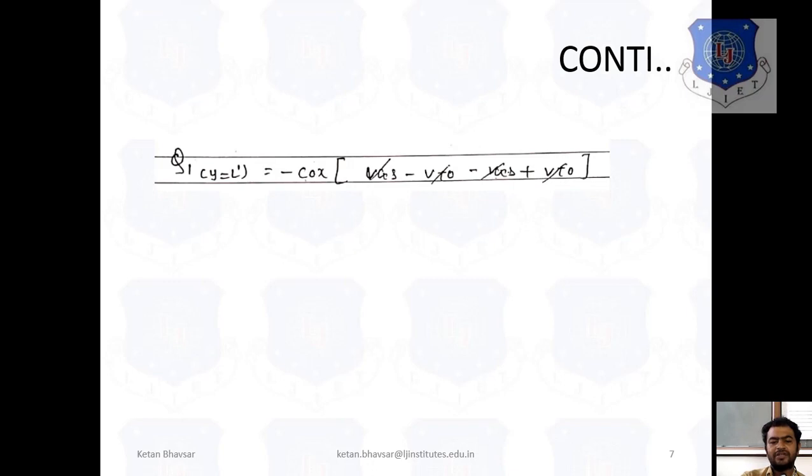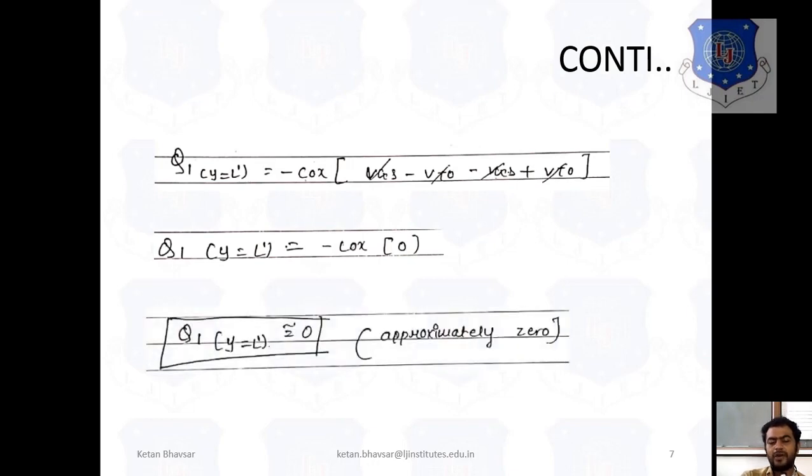So here you assume that Q1 of y is equal to L dash minus Cox into Vgs minus Vto. We already saw the Vc of y at the particular pinch-off point, or L dash, is Vgs minus Vto. So because of this situation, the Vgs and Vto will cancel out. So finally you get Q1 of y at L dash approximately 0, because this situation is established only when Vc of y is equal to Vgs minus Vto.